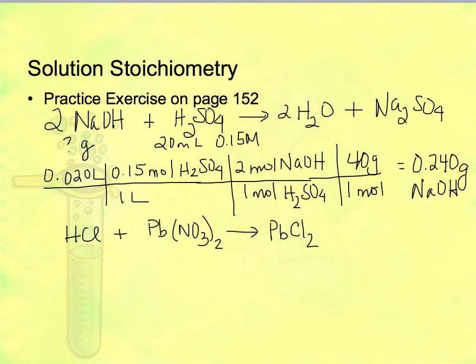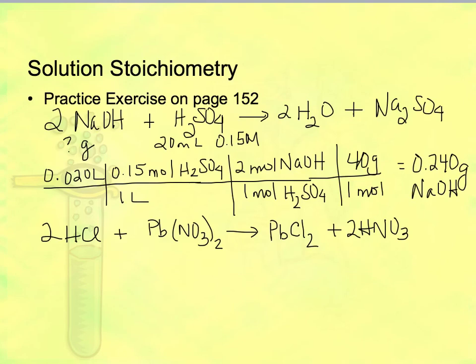And you might say, well, how did you get 2 out of that? Well, you need to look at the charge on the lead in the lead nitrate. It has to be +2 there. So it's still going to be +2 on the other side. And then we have what's left over. Hydrogen and nitrate are going to combine to form nitric acid, which is HNO3. And now we need to balance. So we have a 2 in front of the HCl and a 2 in front of the HNO3.